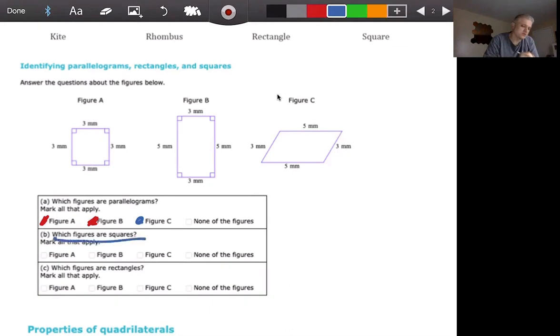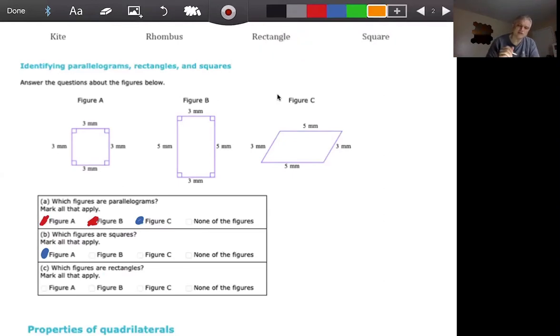So now it asks, which of these are squares? Well, hopefully you know that squares have 4 congruent sides and 4 congruent angles. So let's look. 3, 3, 3, 3. 4 congruent sides. Check. That makes it a rhombus, by the way. 1, 2. 4 congruent angles. So it has both. That's a square. Figure B has 4 congruent angles, but not all the sides are congruent. So no, figure B is not a square. Figure C doesn't have 4 congruent sides and it doesn't say that these are right angles. So definitely not a square. So only figure A.